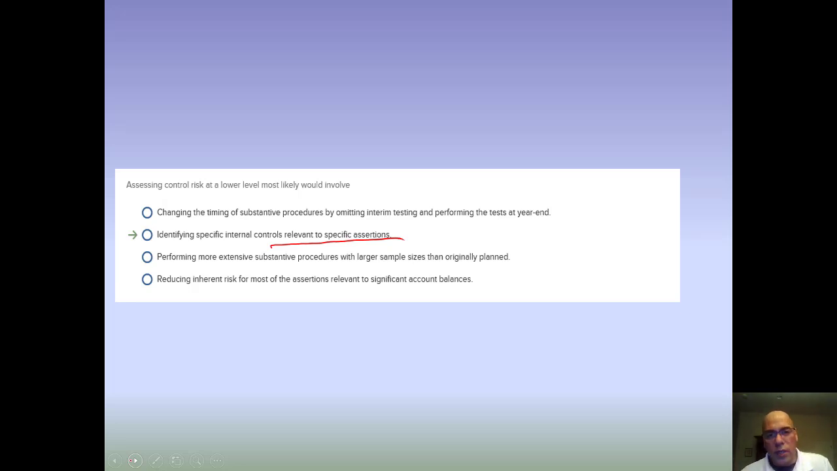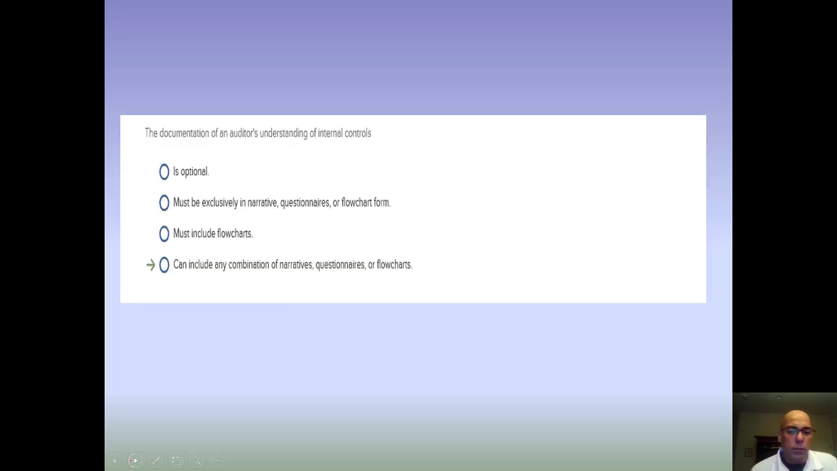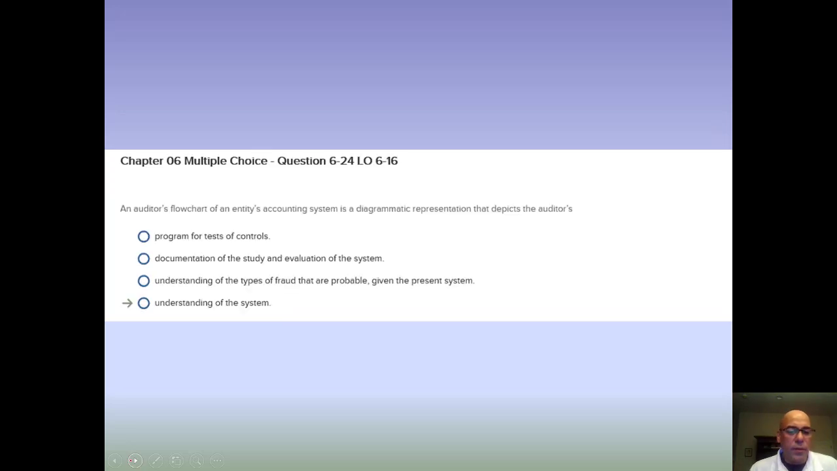Okay. The documentation of the auditor's understanding, have to do that. We can use narratives, questionnaires, flowcharts, or a combination of those. We saw that. Okay. And a flowchart is used what? To diagram our understanding of the system. Got to document our understanding of the system. Flowchart is an acceptable method.